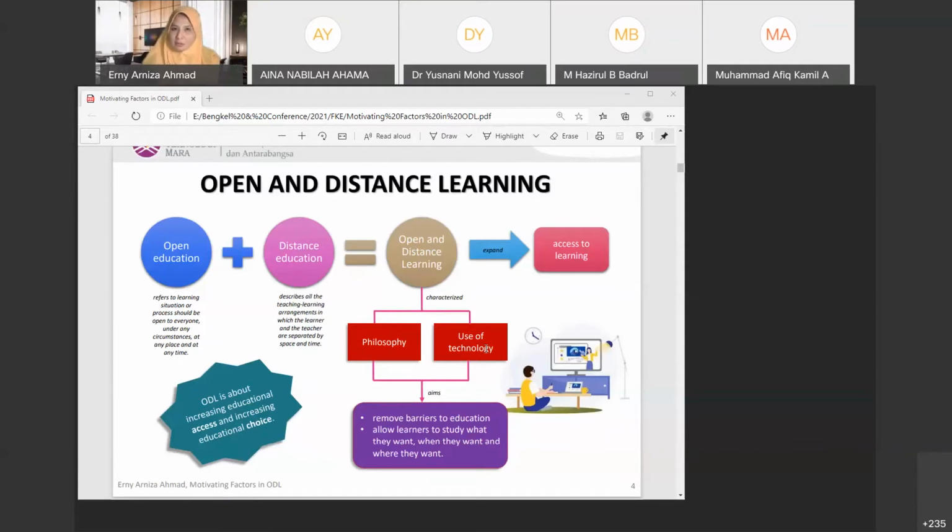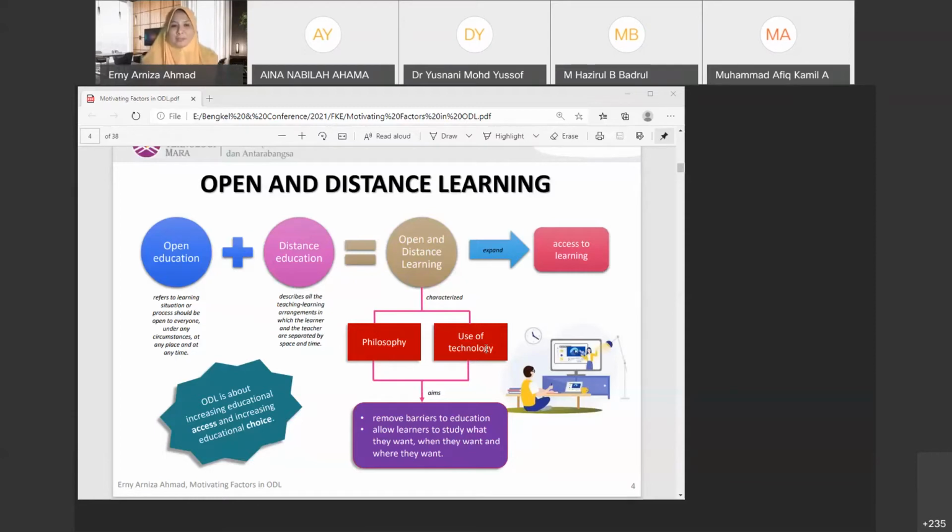Macam tak kena je dekat yang sekarang ni. So now, let me clear up the philosophy first. Then we see how UiTM applies the concept of ODL. Sebab kalau tak faham konsep ni susah. Nanti orang bertanya, kenapa buat macam ni, kenapa macam ni. So this is the main thing first, to understand the concept.